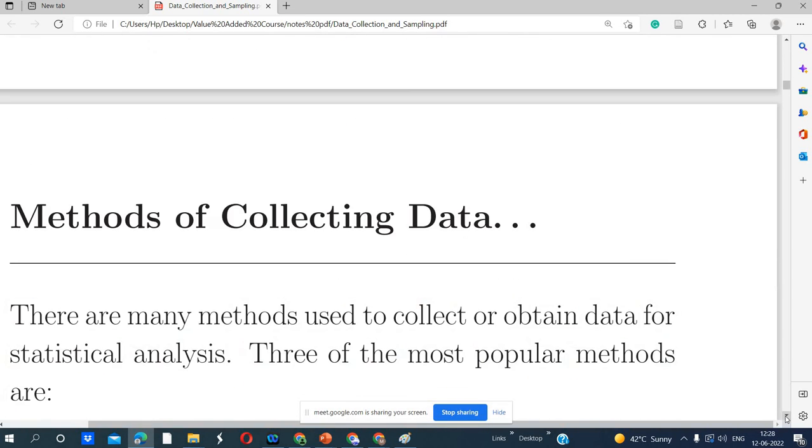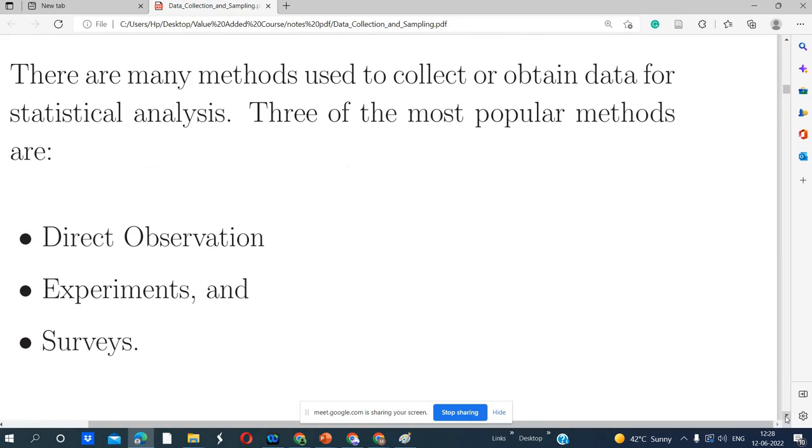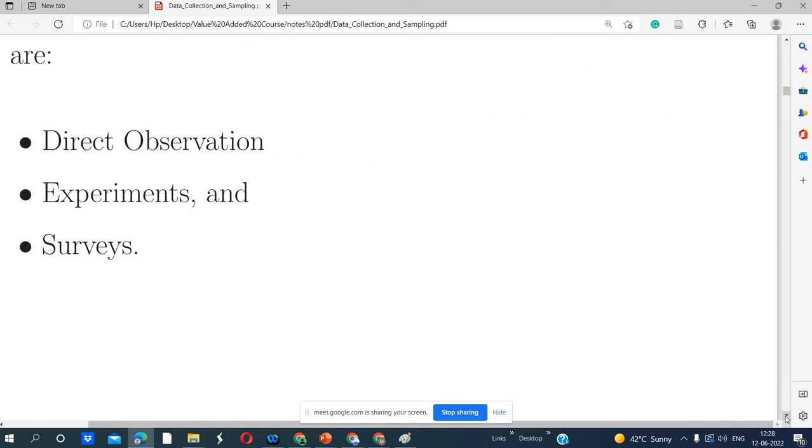So it depends. Methods of collecting data are important, which method we will use. Sometimes there is direct observation, meaning you go to the market and do the observation. Sometimes you cannot go to the market, but ultimately if you want to have the experience and the knowledge, then we have to go there.